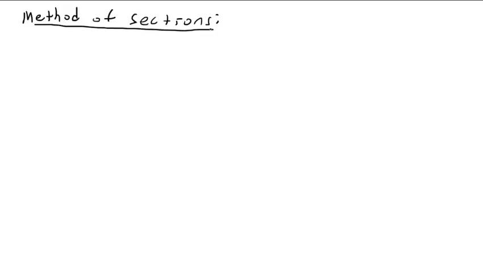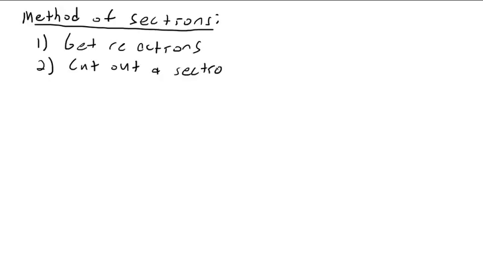Okay, method of sections. Let's get through this. I'll describe it briefly in theory, but this is one of those things that's best described by illustration, by example. Method of sections. So, probably one, get reactions. Two, cut out a section that is convenient. What do I mean by convenient?